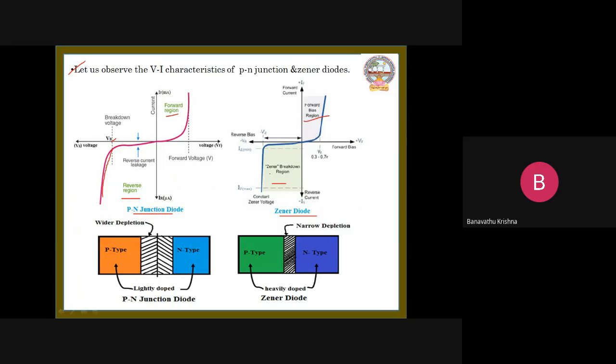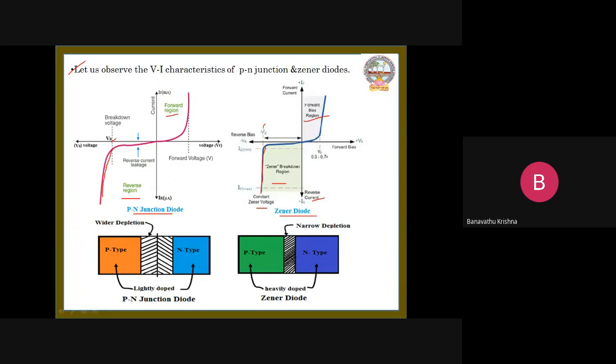Whereas in reverse bias condition in a Zener diode, the breakdown will occur below this breakdown voltage, and by maintaining a constant value, the current will increase sharply. So obviously, we can easily measure the reverse current in reverse bias condition by using a Zener diode. Here it is a constant Zener voltage. It is the reverse current. In this reverse bias condition, we can easily measure the current.